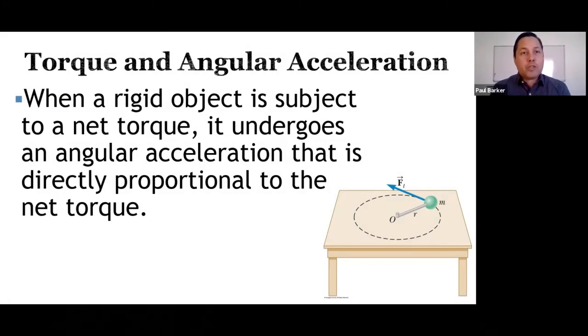Let's begin our conversation by discussing torque and angular acceleration. So in the slide it states that when a rigid object is subject to a net torque, it undergoes an angular acceleration that is directly proportional to the net torque. What that means is as the net torque increases, so does the angular acceleration and vice versa. That's what they mean by being directly proportional to each other. Either they both go up or they both go down at the same rate.